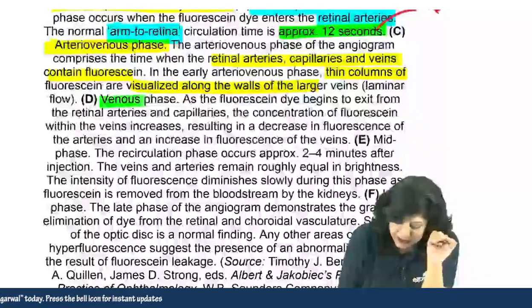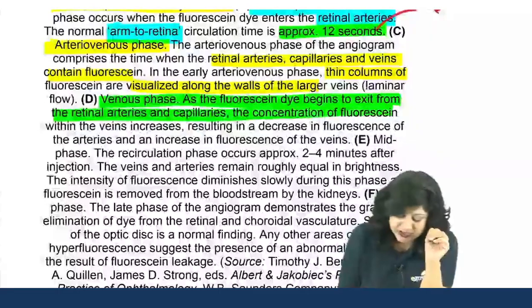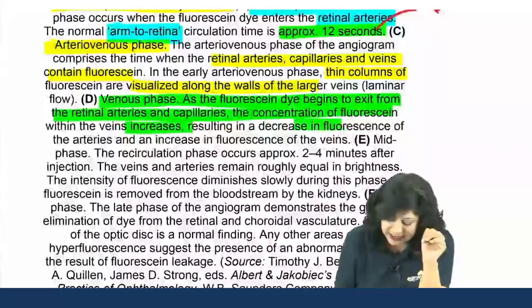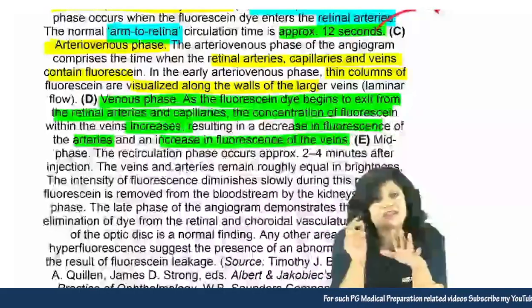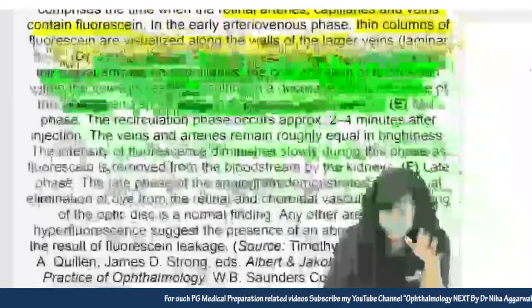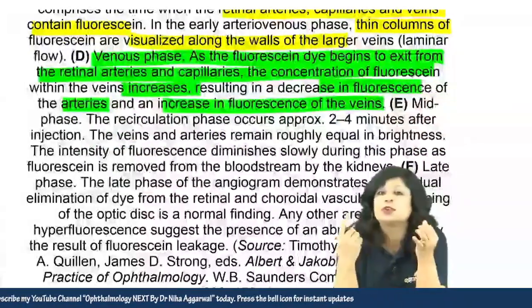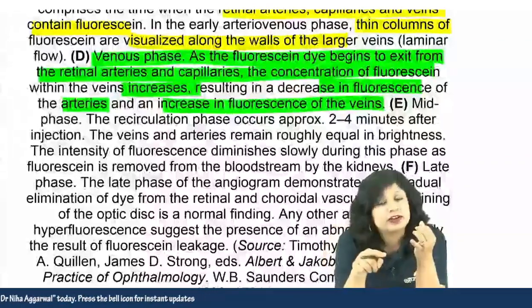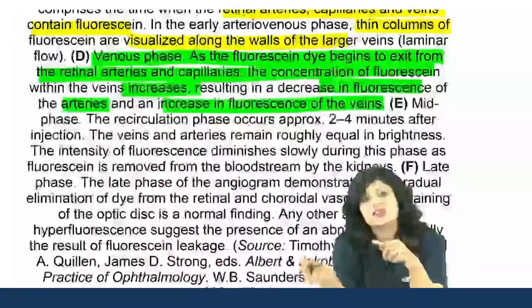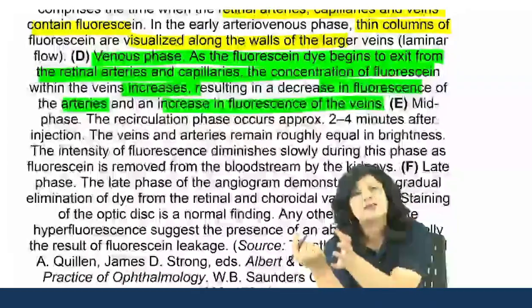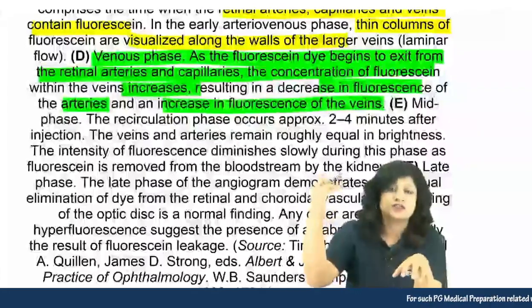In the venous phase, the dye is going to exit from the retinal arteries and the capillaries, and the concentration is increasing in the veins. So there is a decrease in the arterial fluorescence and increase in the fluorescence of the veins. So I think this is very, very self-explanatory, because you know that the route is through the choroid. Now when it is going to the choroid, it is also going to the cilioretinal artery. Then it is going to the retinal artery. From the retinal artery, it will go to the capillaries. From the capillaries, it will go to the veins. So slowly, there will be exit from the arteries and capillaries. There will be entry into the veins. Fluorescence of the artery will decrease and the veins will increase, right?